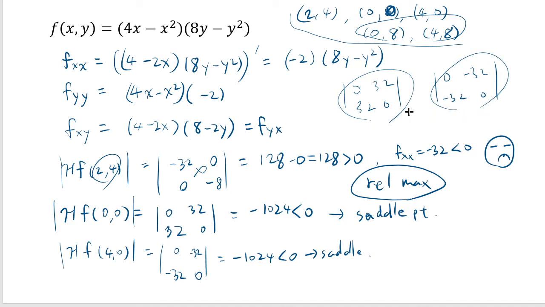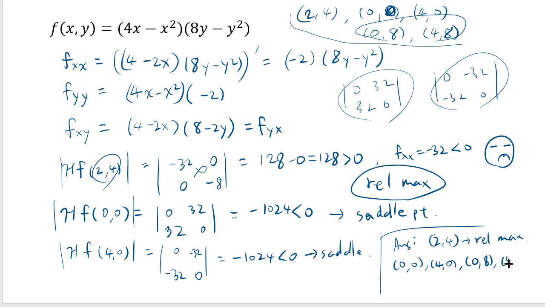So I didn't want to write down everything, but here's the answer. The answer is that this function will have at (2, 4) a relative max, and (0, 0), (4, 0), (0, 8), (4, 8) will all be saddle points.